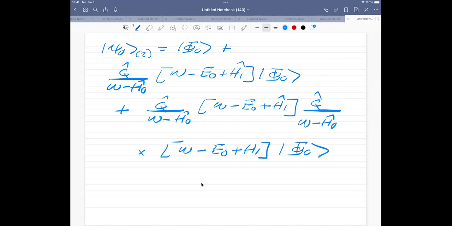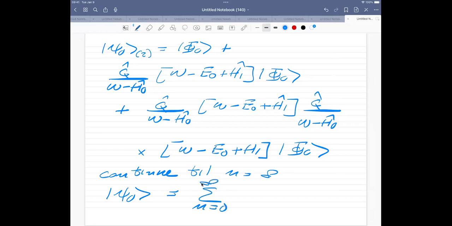And now I can plug this expression in and I can get a phi 3. And then I will continue this to an infinite number of iterations. So if I do this to infinite order, we just continue till we have n equal to infinity, which means now that we have a solution psi 0 which is going to be equal to a sum from n equals 0 to infinity of q divided by omega minus h0, times omega minus E0 plus HI. And this term which you see here is to the power of n, multiplied with phi 0.